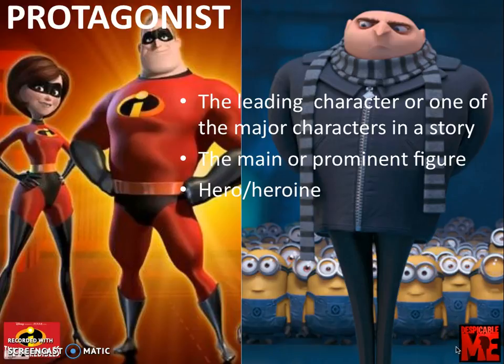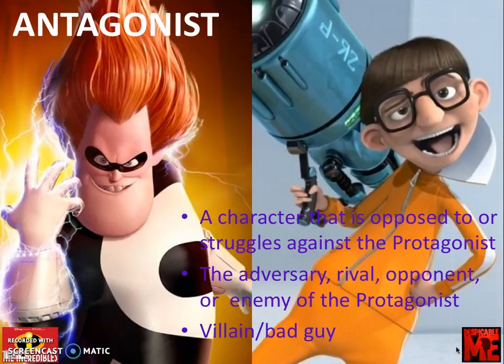Opposite the protagonists, we have antagonists. And again, the antagonist is a character who is opposed to or struggles against the protagonist. The antagonist is the adversary, the rival, the opponent, sometimes the enemy of the protagonist. He is sometimes called the villain or the bad guy. And you will notice in this particular slide, with The Incredibles, we have the character Buddy, who was actually the evil character. He was a hero figure, larger than life, had special skills, but he was a villain named Syndrome.